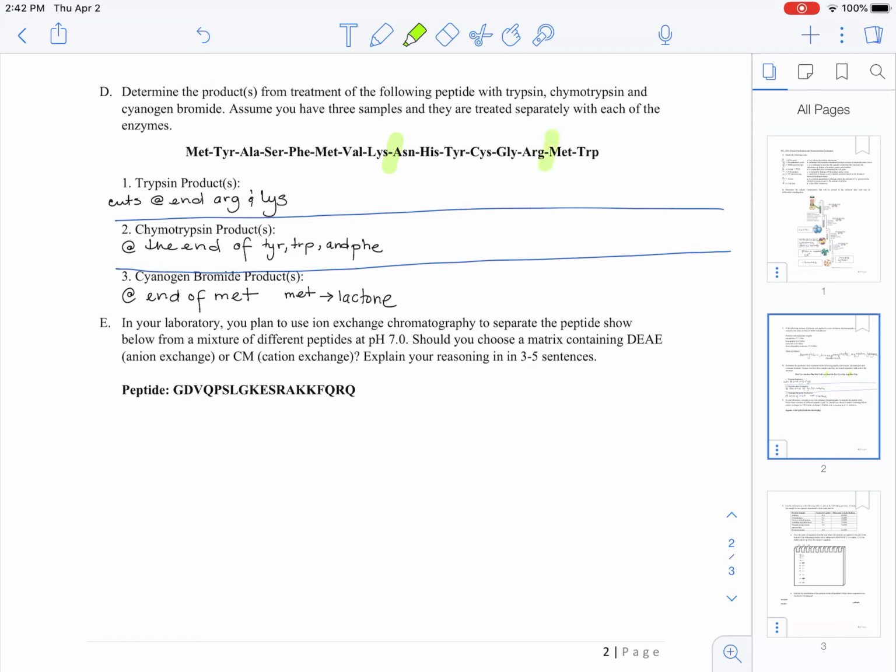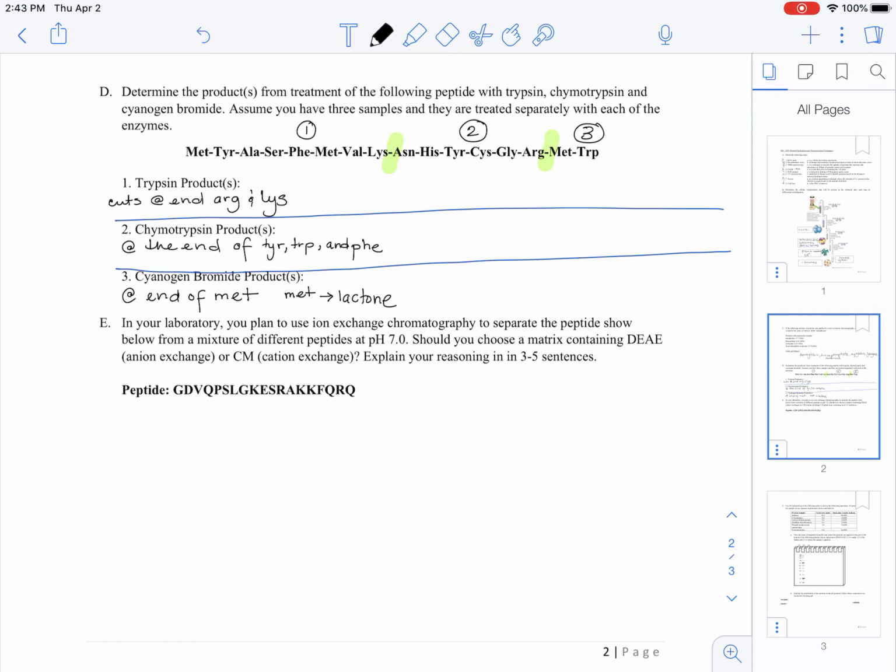So those 2 are going to be the sites. So in this case, you're going to be forming 1, 2, 3 peptides. Okay, so the first peptide is going to be methionine, tyrosine, alanine, serine, phenylalanine, methionine, valine, lysine.